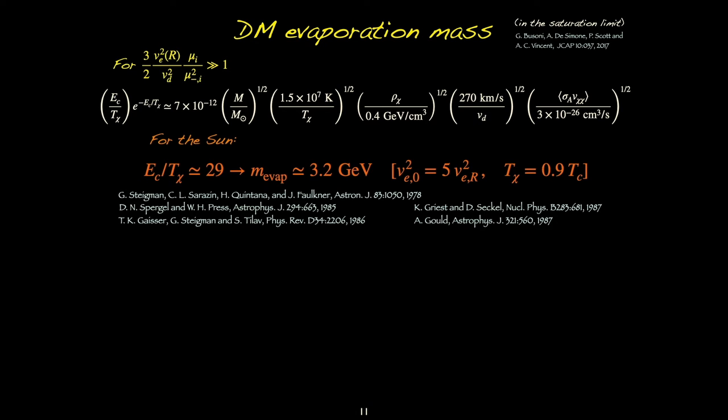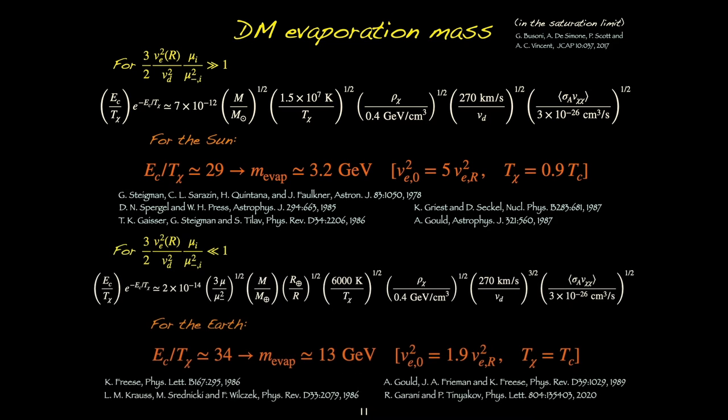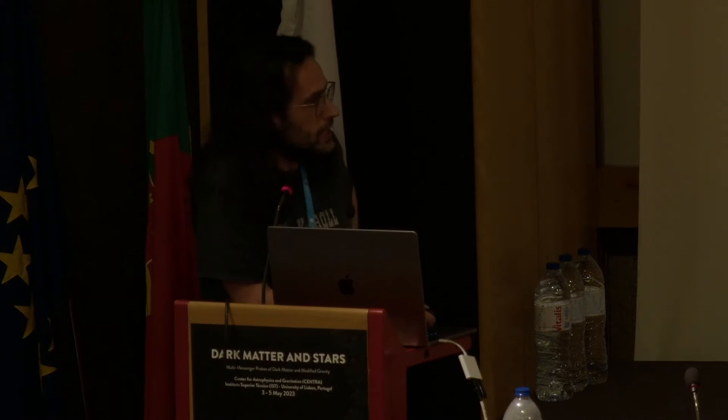Okay, so one can put in numbers, do some simple estimates, and one can compute this evaporation mass, for instance, for the Sun, and one gets E over T of 29, which implies an evaporation mass of 3.2 GeV. One can do the same for the Earth. E over T is 34, and the evaporation mass that this implies is about 13 GeV. But this is all well known. This was computed in the 80s, and we see that an E over T of around 30 is a reasonable estimate.